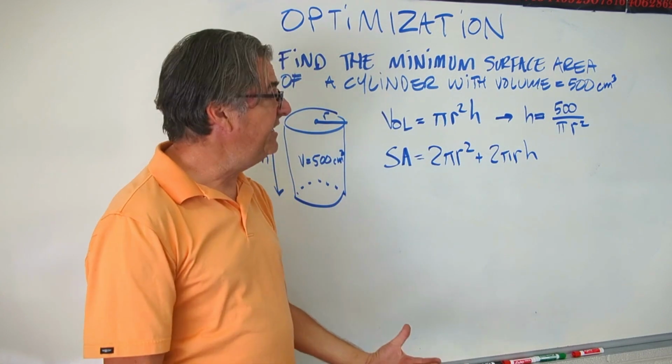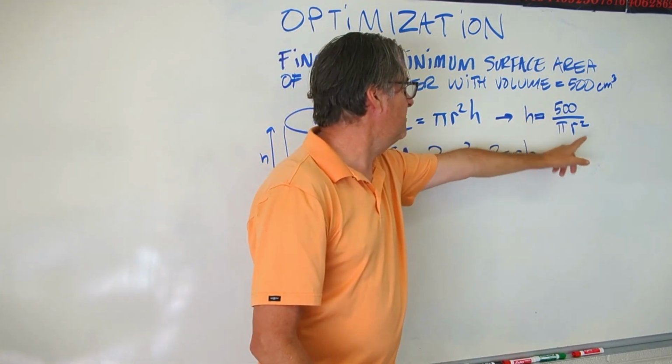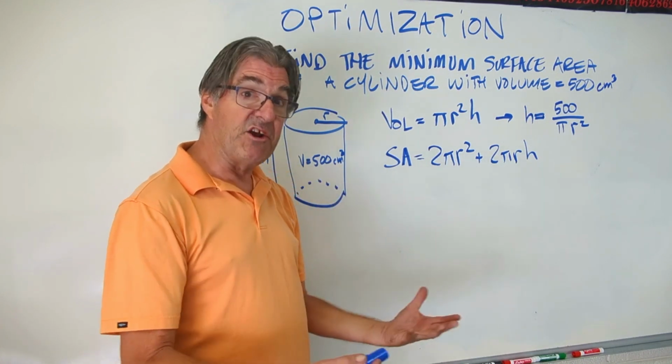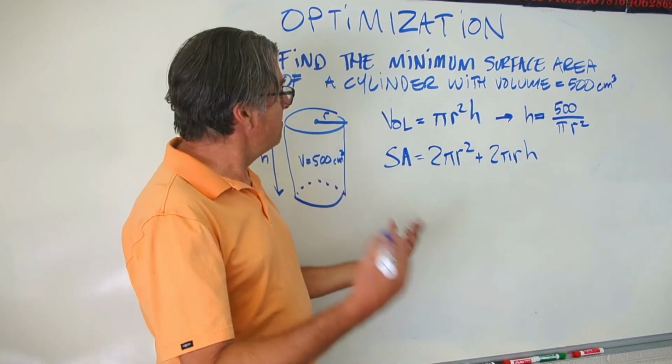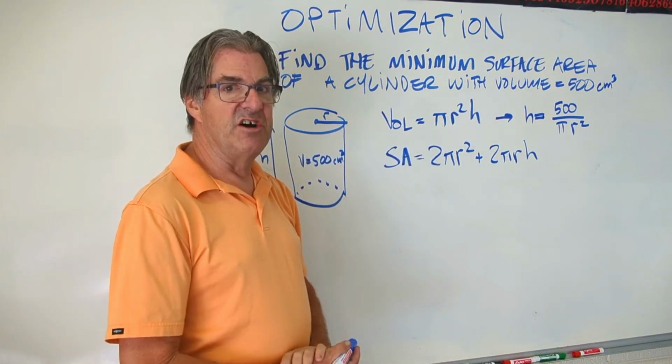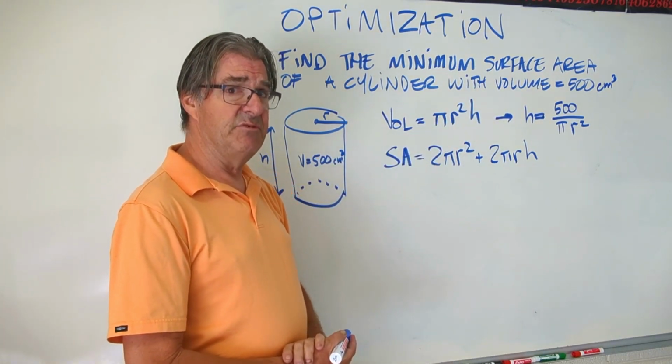So now what I need to do is substitute this term in for h and then simplify this equation down so I have one equation so that I can maximize or minimize the surface area with a volume of 500. So give that a shot, see what you get.